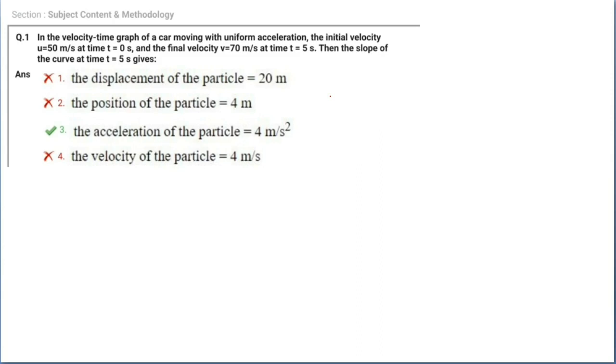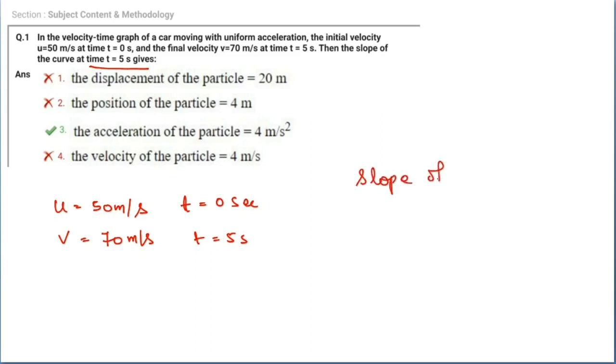Question number 1. In the velocity time graph of a car moving with uniform acceleration, the initial velocity u is given as 50 meter per second at time t is equal to 0 second, and the final velocity v is given as 70 meter per second at time t is equal to 5 second. Then the slope of the curve at time t is equal to 5 second gives.